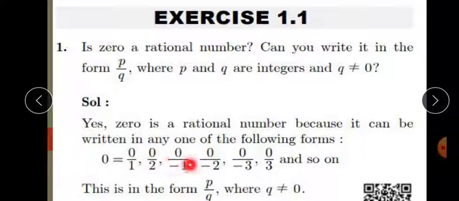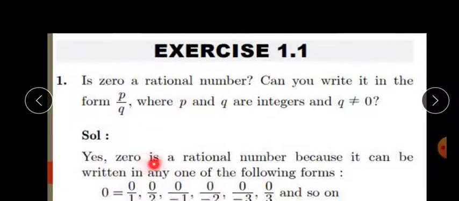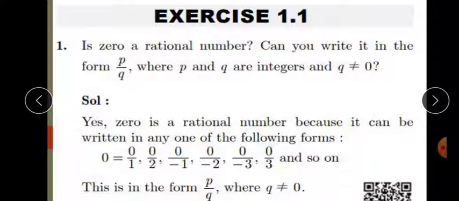As you can see in these examples, we have the numerator 0, and the denominator we cannot have 0. In the solution, denominators are 1, 2, minus 1, minus 2. So these are all the form of p by q and q is not equal to 0. So the answer is yes, 0 can be written in the form of a rational number. Let us move to the second question.